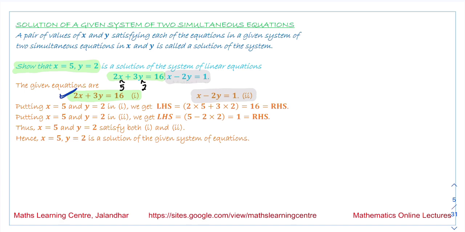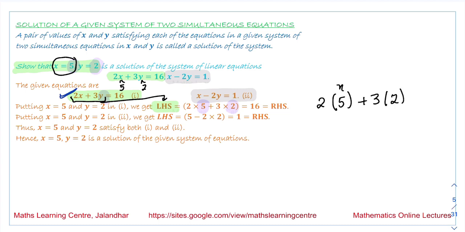we first solve the LHS, the left hand side, which is 2x plus 3y. The value of x that we have to substitute is 5, and in place of y we substitute 2. So we write 2 into 5 plus 3 into 2. This is the value of the left hand side of the equation, and the answer we get is 16, and that is equal to the RHS of equation number 1.